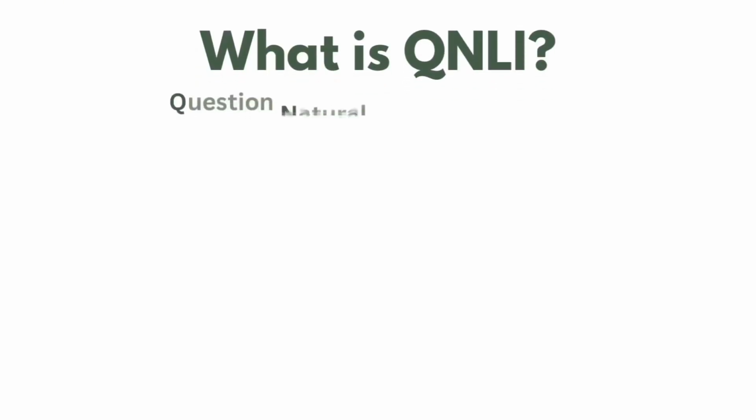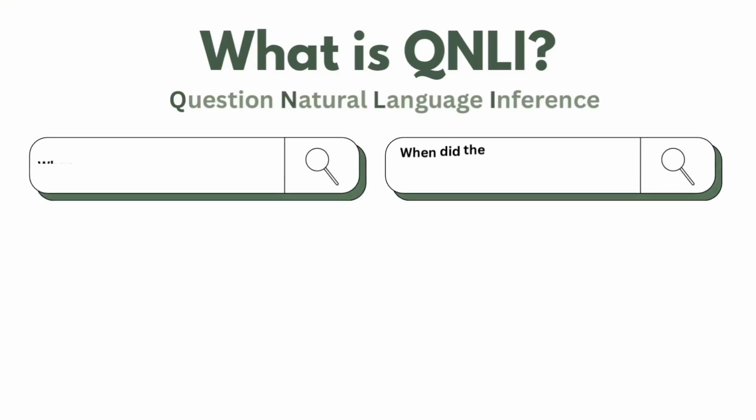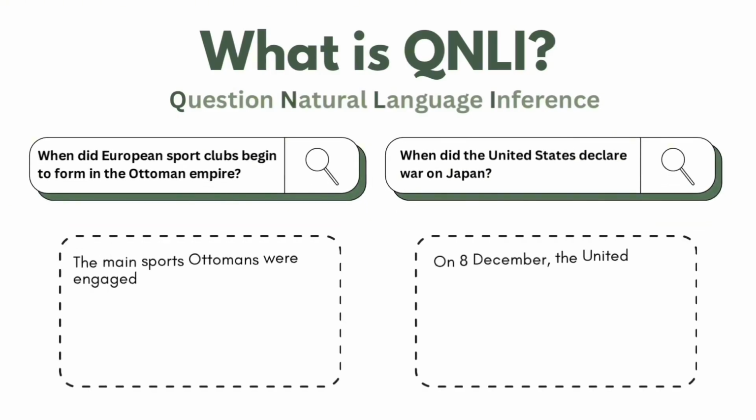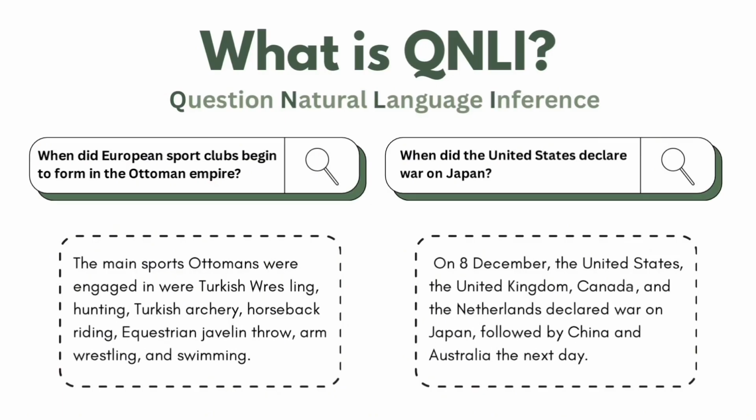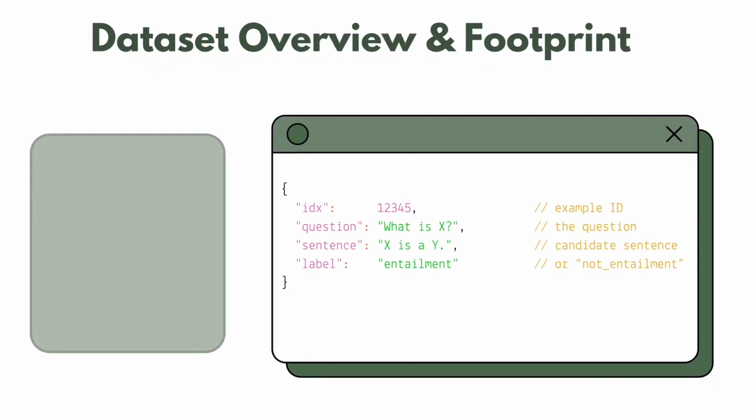QNLI stands for Question Natural Language Inference. You give the model a question and a candidate sentence. It predicts whether the sentence answers the question, entailment or not entailment. Let's take a closer look at the QNLI dataset.